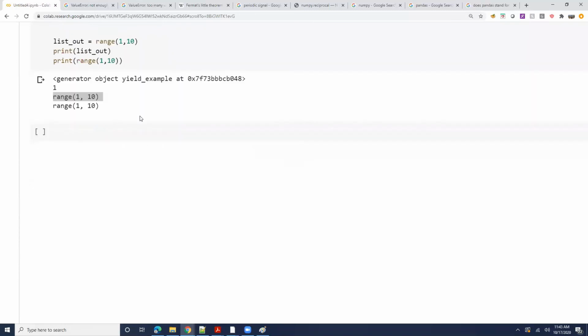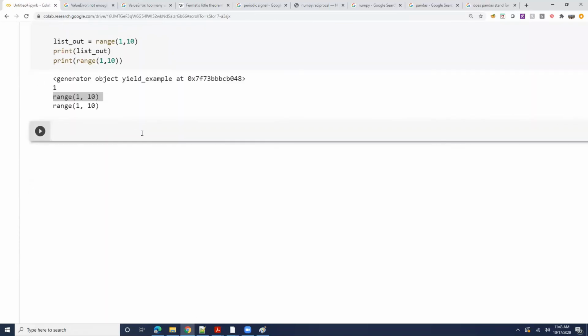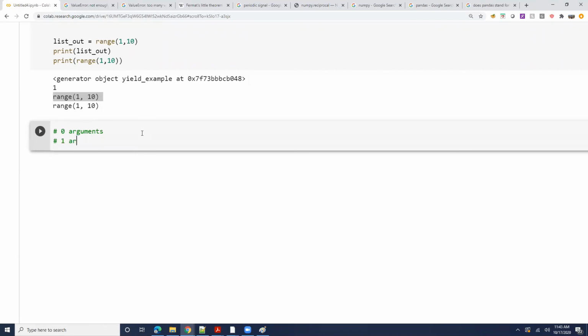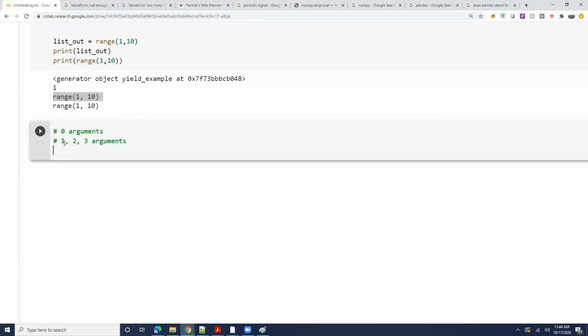Now we'll just learn one more thing for today's class, which is, so far we looked at functions which take 0 arguments or 1 argument or 2 arguments or 3 arguments, right? So we looked at functions that take 0, 1, 2, 3 arguments. What if we want our function to take a variable number of arguments?